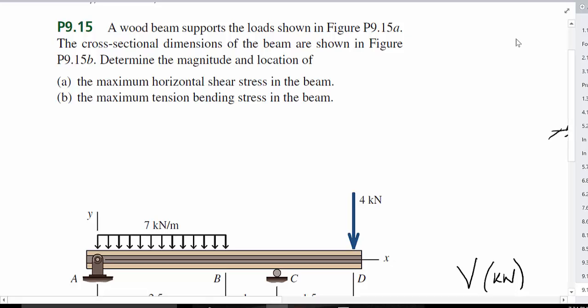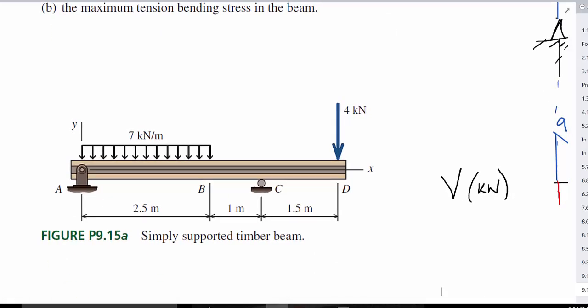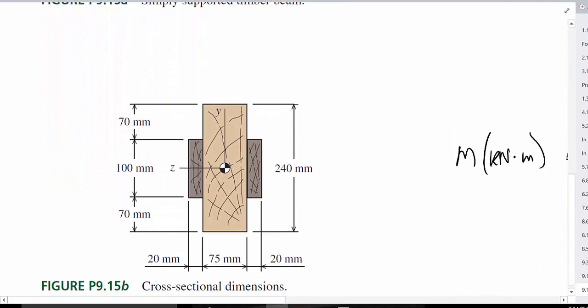Okay, so our member here is a simply supported timber beam with a distributed load and then a point load, and then our two supports. The cross-sectional area, as you can see, is a composite material. We have two different types of wood. So our moment of inertia, I sub z, is going to be the moment of inertia of the bigger piece plus 2 times the moment of inertia of one of the smaller pieces. Okay?